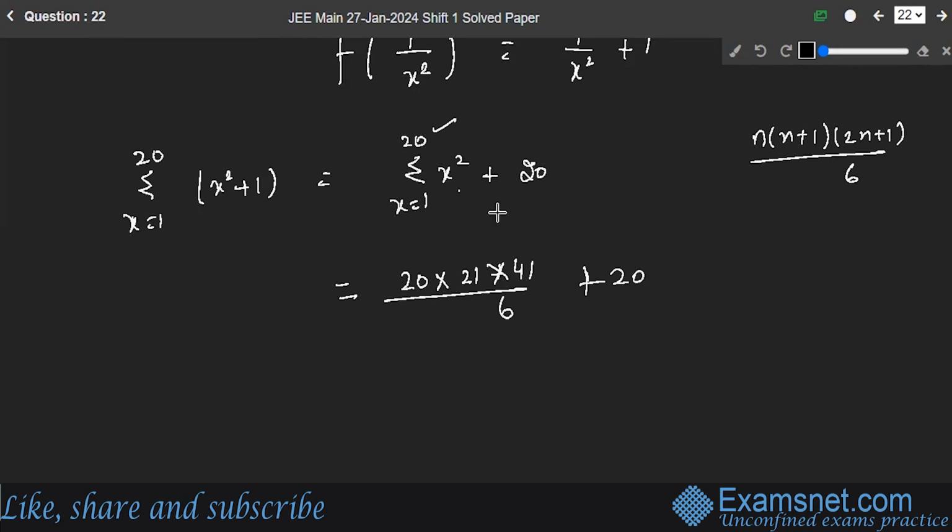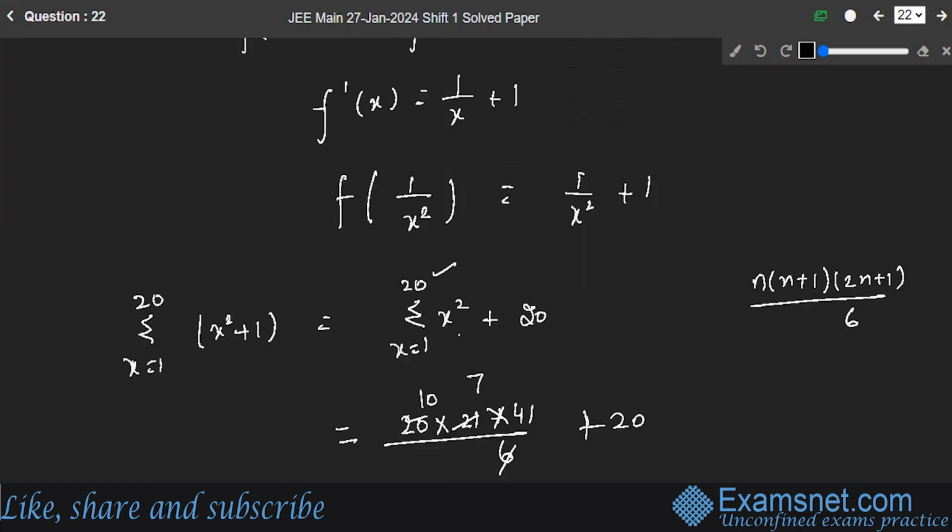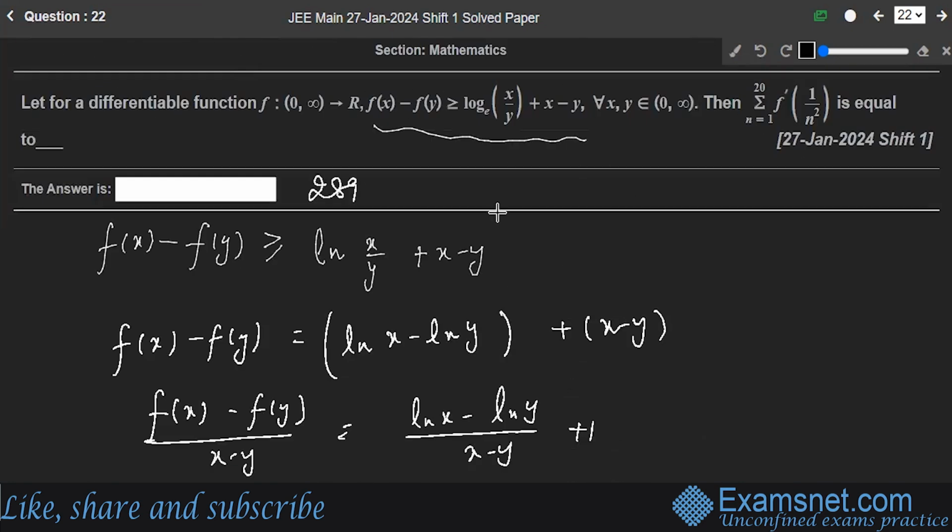Let's solve this. On solving this whole thing, this will cancel 7, 3, 10. So this will be 2, 8, 9, 0. This is the answer to the question: 2890. Hope you're clear with this. Let's move to the next question.